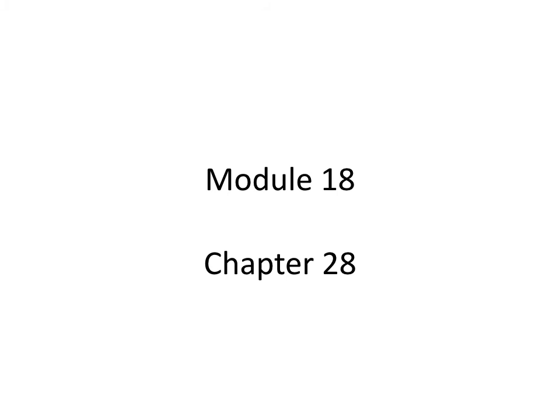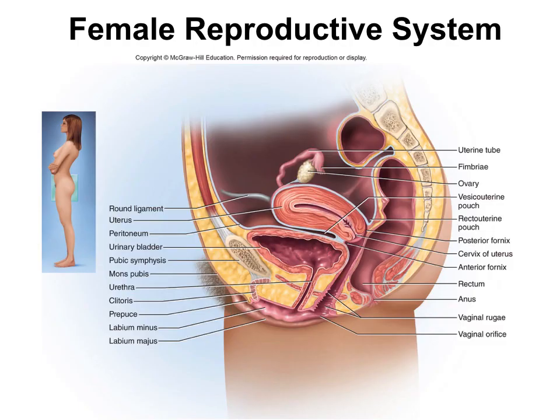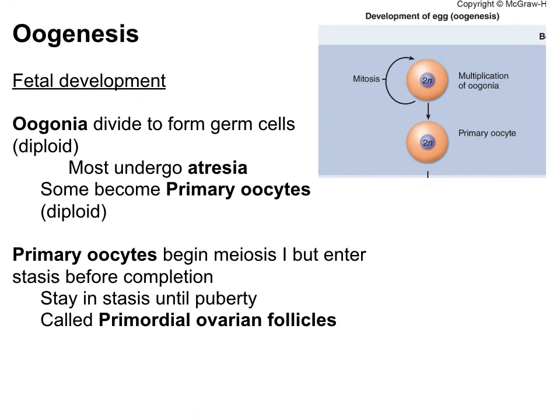Module 18, Chapter 28. In this chapter, we'll be talking about the female aspects of the reproductive system. We'll be focusing in on the functions of the ovaries, two paired glands in the pelvic cavity, responsible for the production of gametes and hormones. So let's begin by talking about oogenesis.